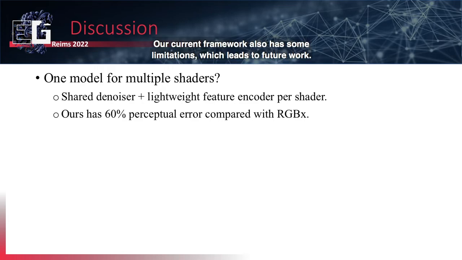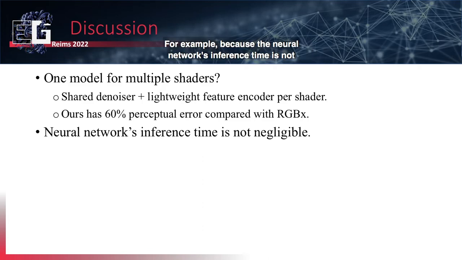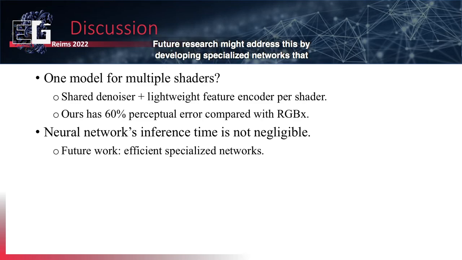Our current framework also has some limitations, which lead to future work. For example, because the neural network's inference time is not negligible, the proposed framework may not be practical for simple and fast shaders, as they could easily use the time budget to draw more samples. Future research might address this by developing specialized networks that are more efficient for inference.